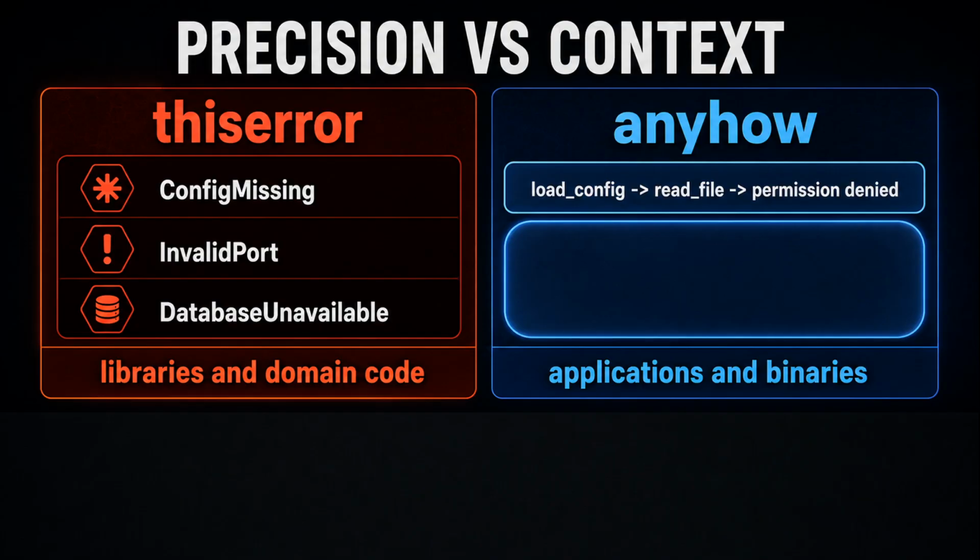You define your own error enum, with variants like ConfigMissing or InvalidPort. And thiserror generates the boilerplate that makes it behave like a proper Rust error type. Callers can match on your variants and react differently.